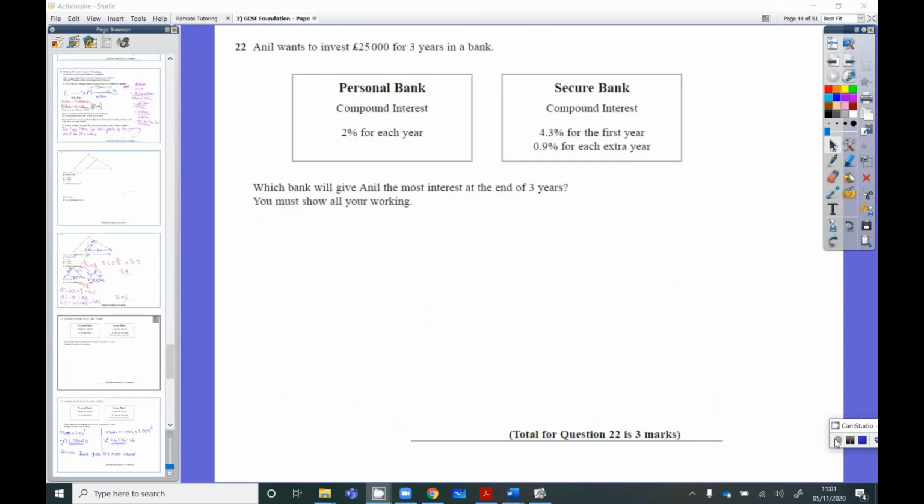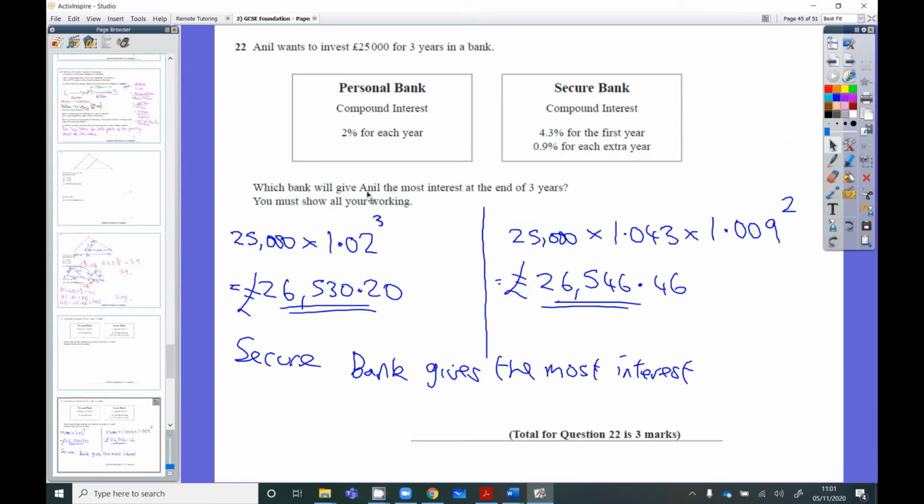Question 22. So, which bank will give Isla the most interest at the end of 3 years? So let's have a look at the personal bank first of all. So we've invested £25,000. Now, because the interest rate is 2%, that is a multiplier of 1.02. We've invested it for 3 years, so that's to the power of 3. So popping that into our calculator, we get £26,530.20.